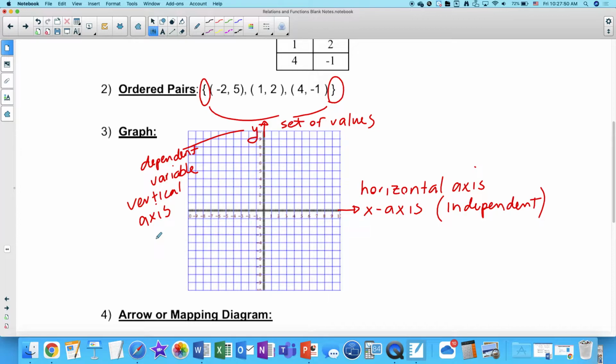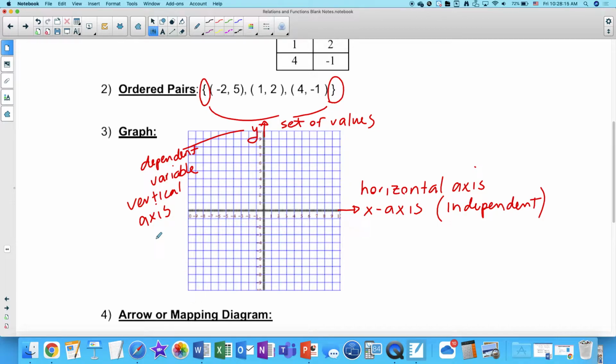One thing, though, is just make sure that you know that if a relation uses different variables other than x and y, you should not be using those variables when you create your axes, right? The x-axis is not always the x-axis. It really depends on the variables that you're looking at within that relation.